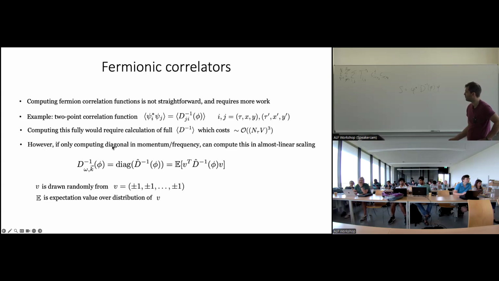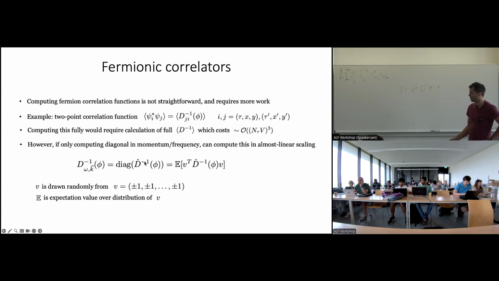However, if I'm only computing, for example, in this specific case of the Green's function, if I'm only computing the diagonal in momentum and frequency, so if I'm only computing the diagonals in the Fourier space, then I can compute this in almost linear scaling in the following way. So let's say I just want the Fourier components, because I know that my system is translationally invariant, and that's all I care about. Then this can be expressed as the diagonal of this D inverse matrix in the Fourier representation.